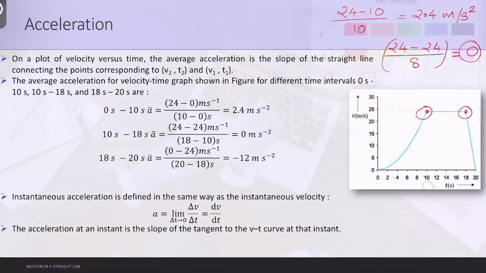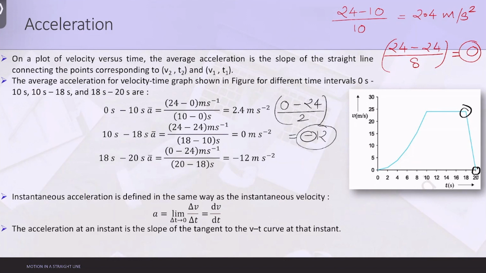Moving on to the next range, that is 18 to 20 seconds. So how to find it out? Final value, that is 0. Initial value, which is 24. So it is 0 minus 24 upon the time taken, which is 20 minus 18, which will give you 2. So this is nothing but equal to minus 12.